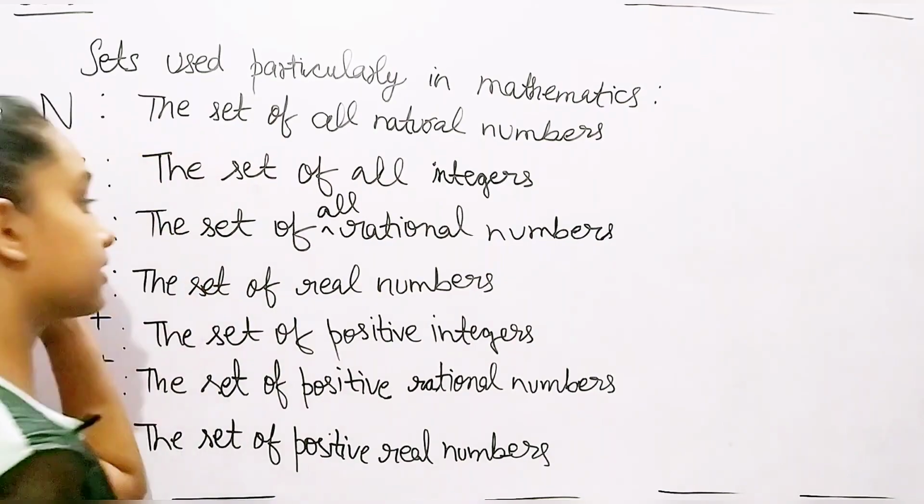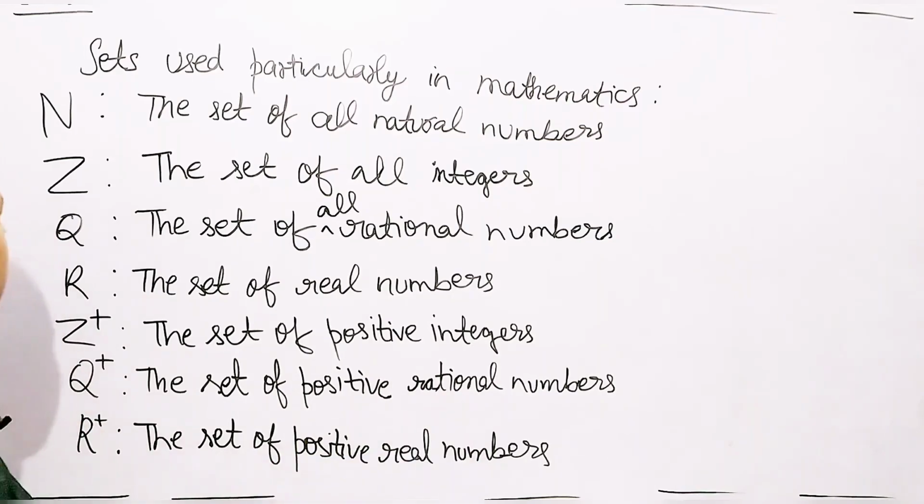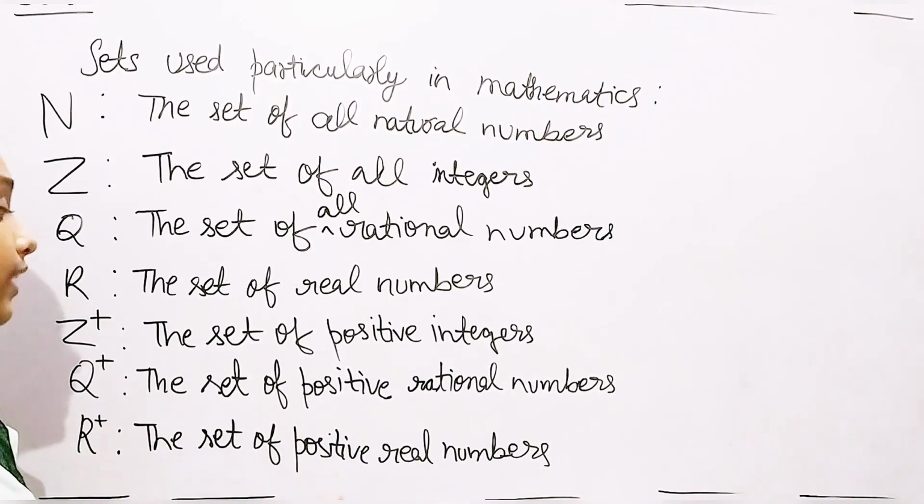And similarly, suppose it's like Z negative, Q negative, R negative. That's it. Z negative will be the set of negative integers. Q negative will be the set of negative rational numbers. R negative will be the set of negative real numbers. That's it. Okay, and it will be the same.